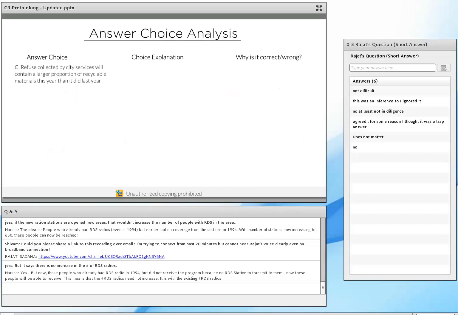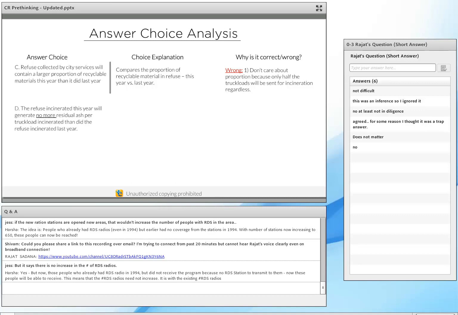Let's go to choice C. Proportion of recyclable material doesn't matter. Why? Because again, we'll only send half as many truckloads as were sent last year for incineration. That's something which is given to us.